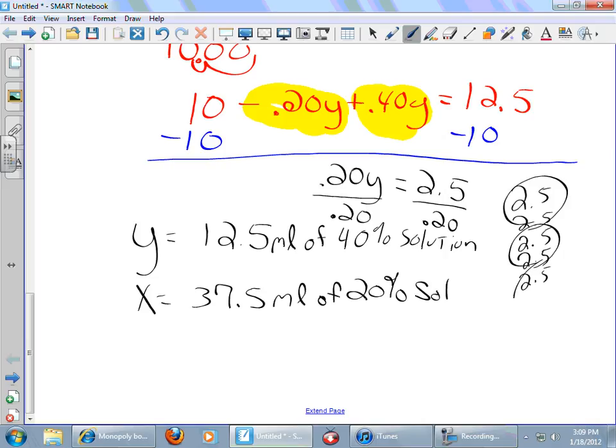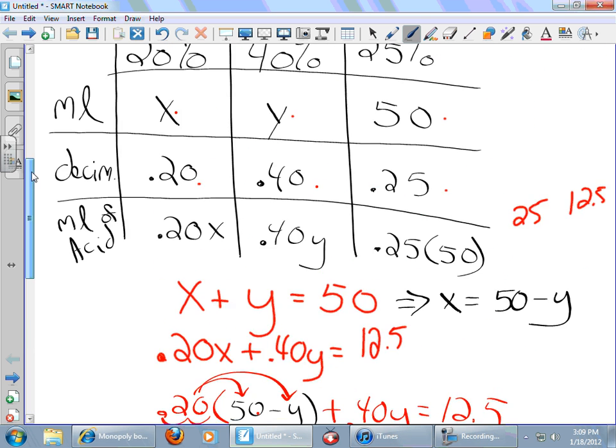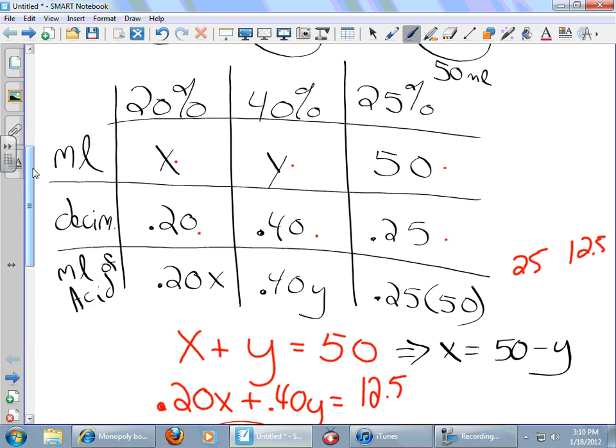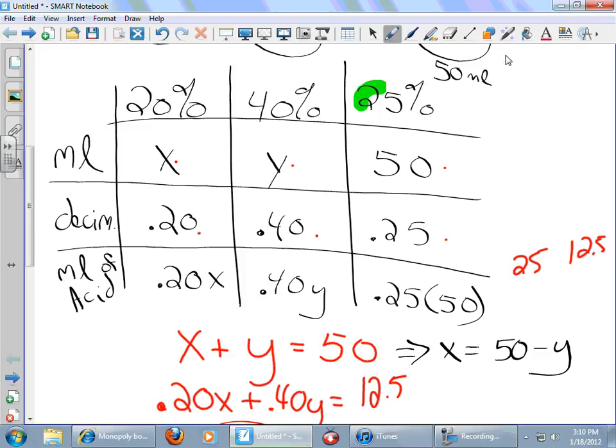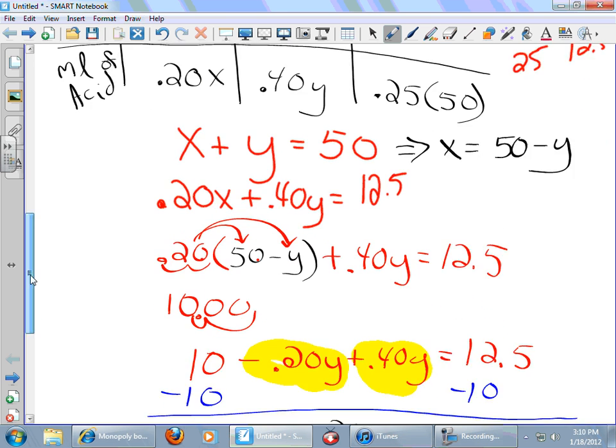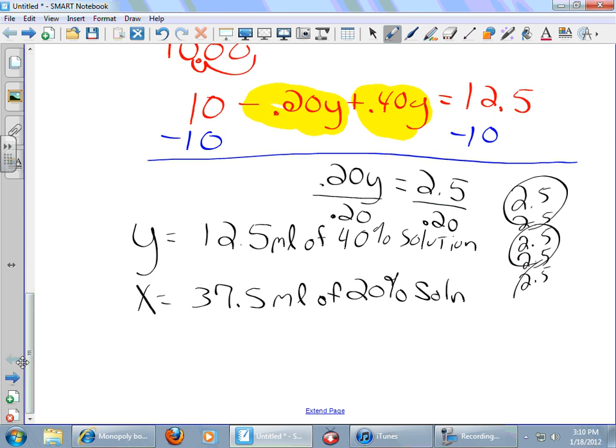My answer makes sense because the final percentage needs to be closer to the 20 than to the 40, a lot closer. So I'm going to need a lot more of the 20% solution than I am of the 12.5% solution.